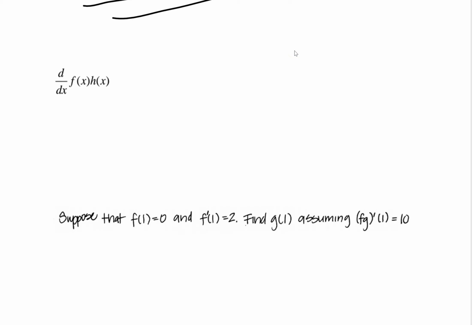Same thing down here. Don't get freaked out by the fact that there's no numbers. It's the same concept. Oh, we're multiplying two functions together. It's the derivative of the first times the other left alone, plus, switch it, derivative of the second times the first left alone.